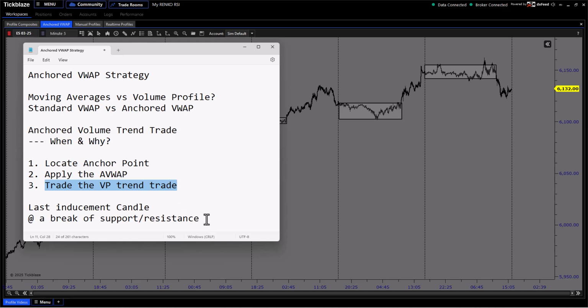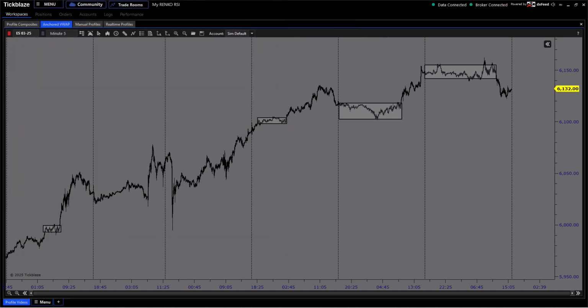Now there's a little rule here, and I'm going to show you the exact bar to place the anchored VWAP on relative to the strategy that I'm going to show you. Just for disclaimer purposes, there's many ways to use the anchored VWAP. You could use it for bigger picture levels. You could use it for micro trend trading.